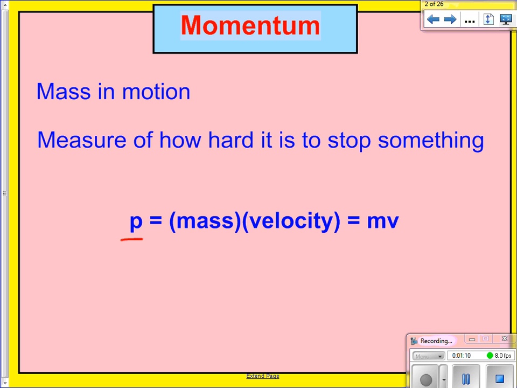Now how you can calculate momentum is very simple: mass times velocity. Remember, mass has to be in kilograms, and velocity has to be in meters per second. When you calculate momentum, your units are simply kilograms meters per second. There is no simple unit for momentum, so from here on out, when we calculate momentum, those will be the units: kilograms meters per second.